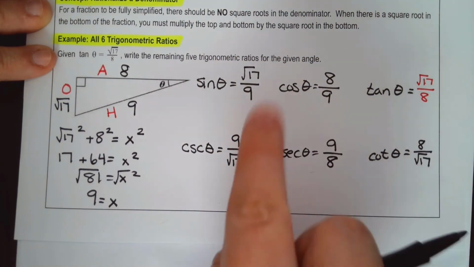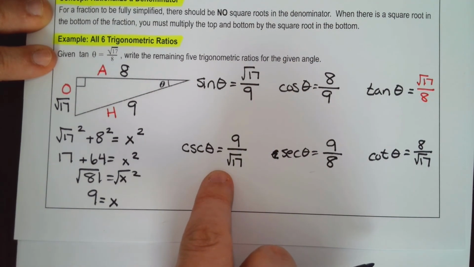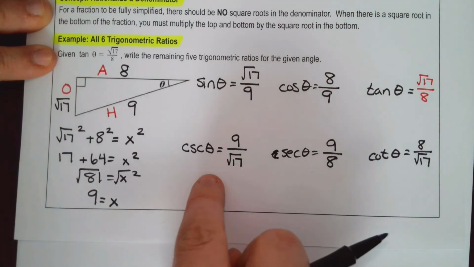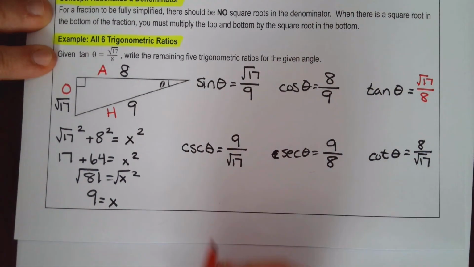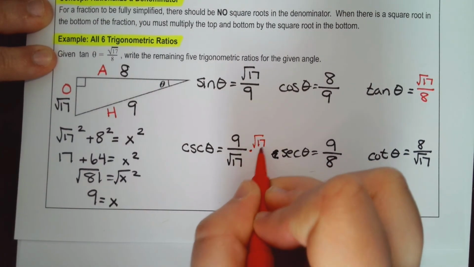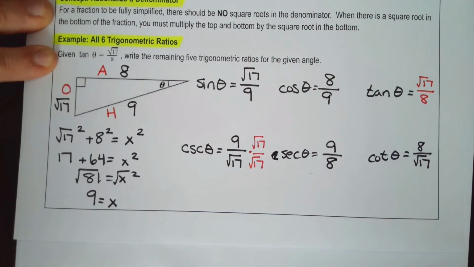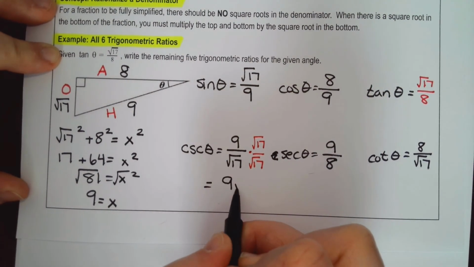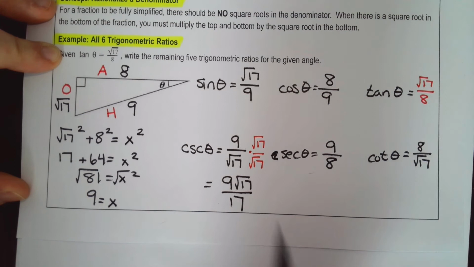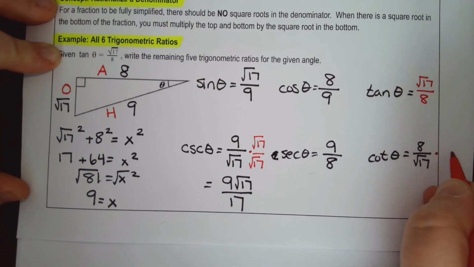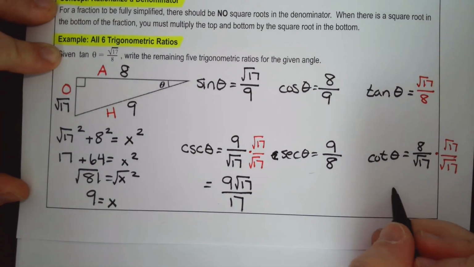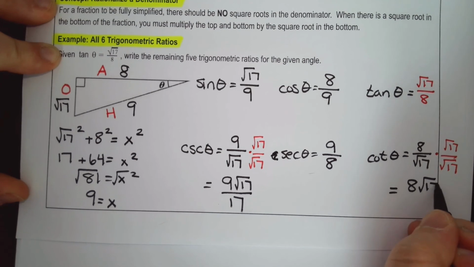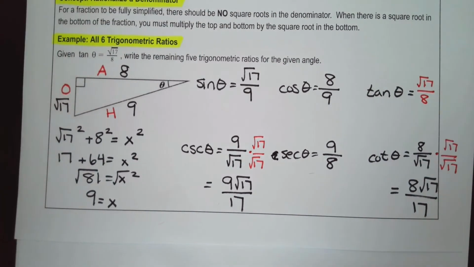But now that we found all 6, we do now need to fix the square roots in the bottoms for cosecant and cotangent. For cosecant, multiply top and bottom by root 17. So cosecant is going to be 9 root 17 all over 17. And now do the same for cotangent. Multiply top and bottom by radical 17. So we get 8 square root 17 all over 17. And there you go. The big thing is no square roots in the bottoms.